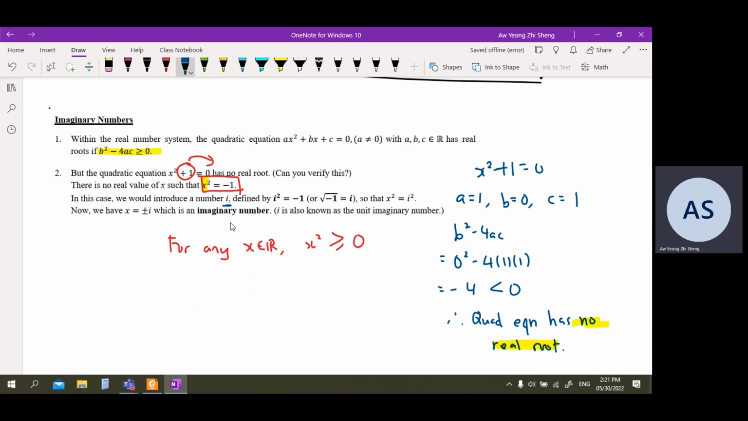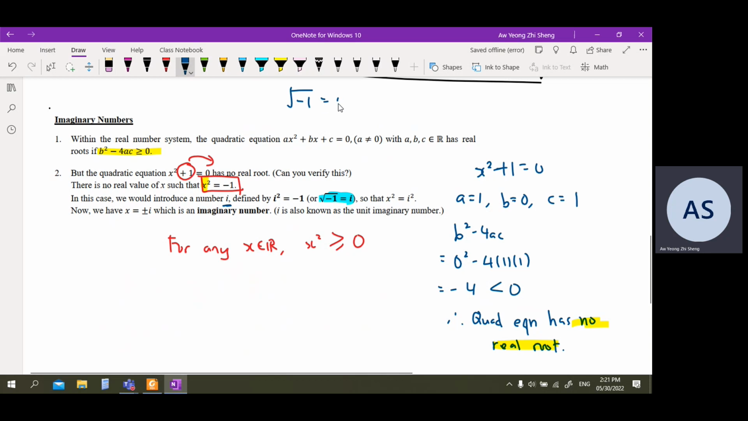Now, in this case, mathematicians have decided to introduce a number i. This i is a standard symbol known as the imaginary unit. So this i is defined by i squared equals negative 1, or square root of negative 1 equals i. Yes, square root of negative 1 equals i is the definition that we will be using in our syllabus for the symbol i.